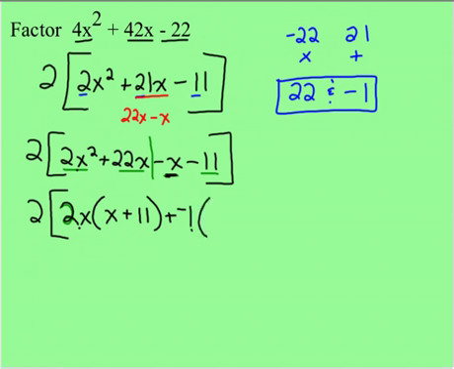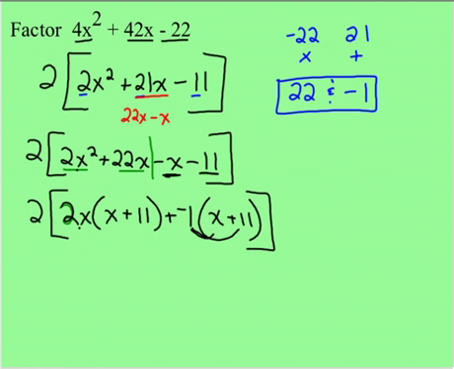And I say negative 1 times what is negative x? Well, x. And negative 1 times what is negative 11? Well, 11. Now my two sets of parentheses are exactly the same. That's good.